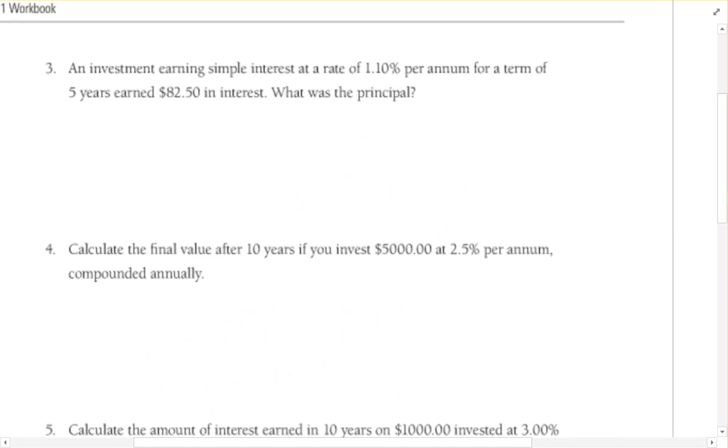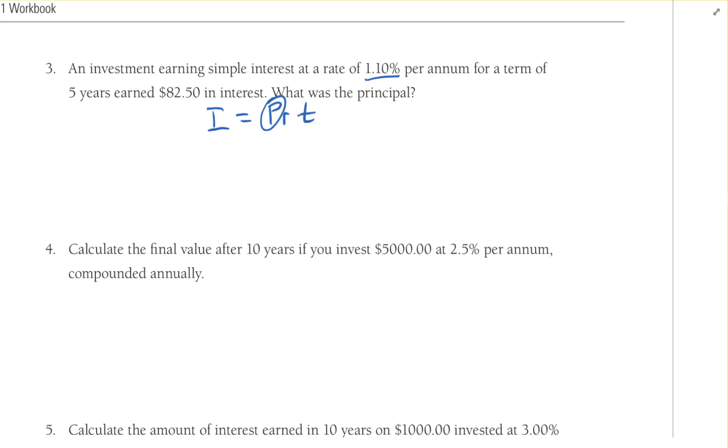Number three, an investment earning simple interest at a rate of 1.10% per annum for a term of 5 years earned $82.50 in interest. What was the principal? So I is equal to PRT. We are looking for the principal.